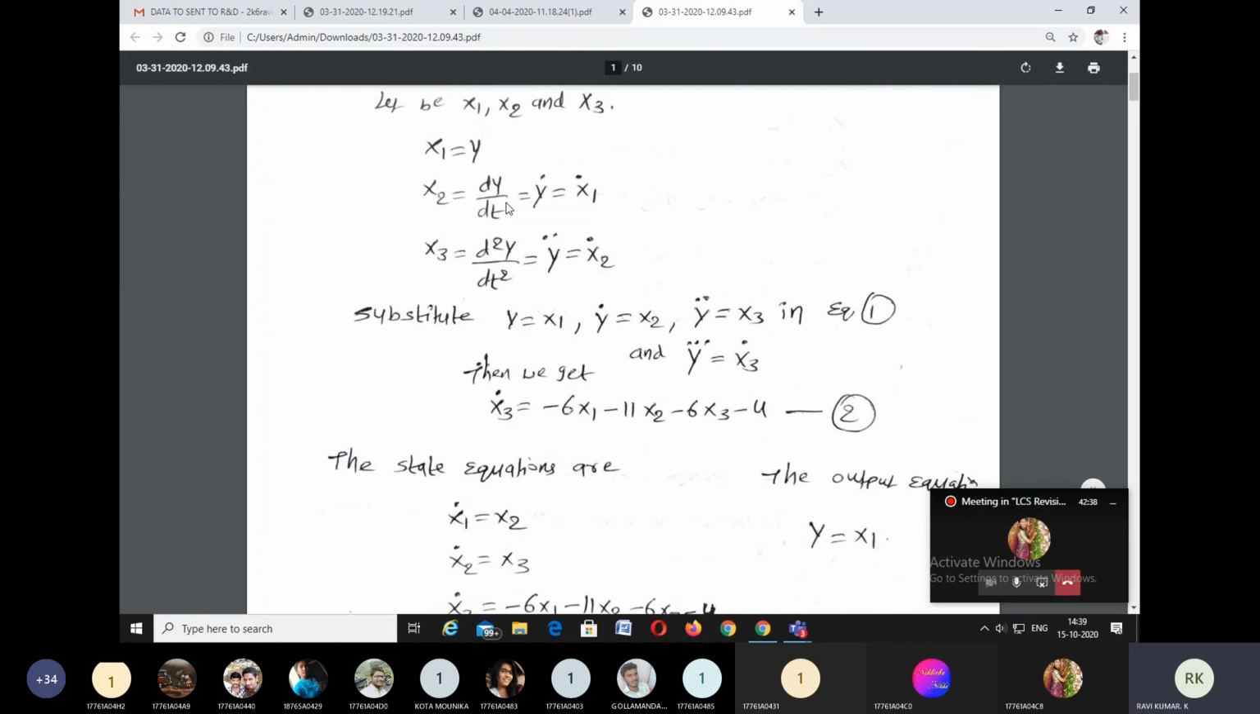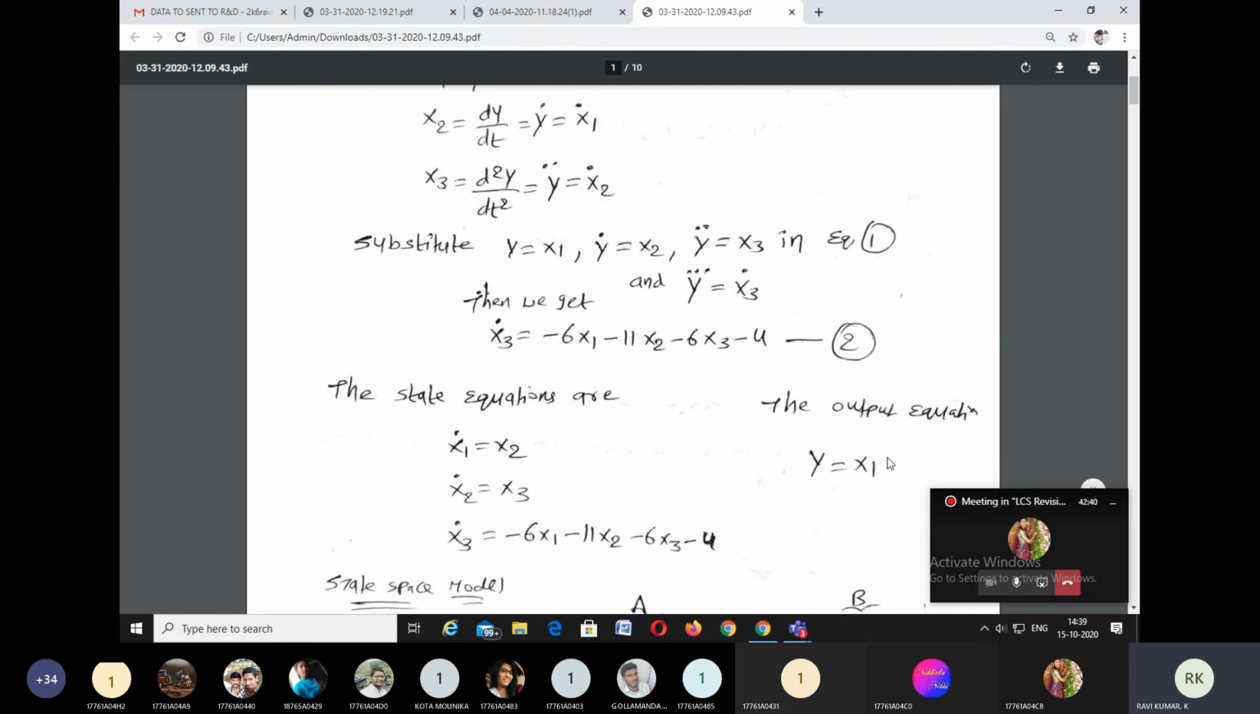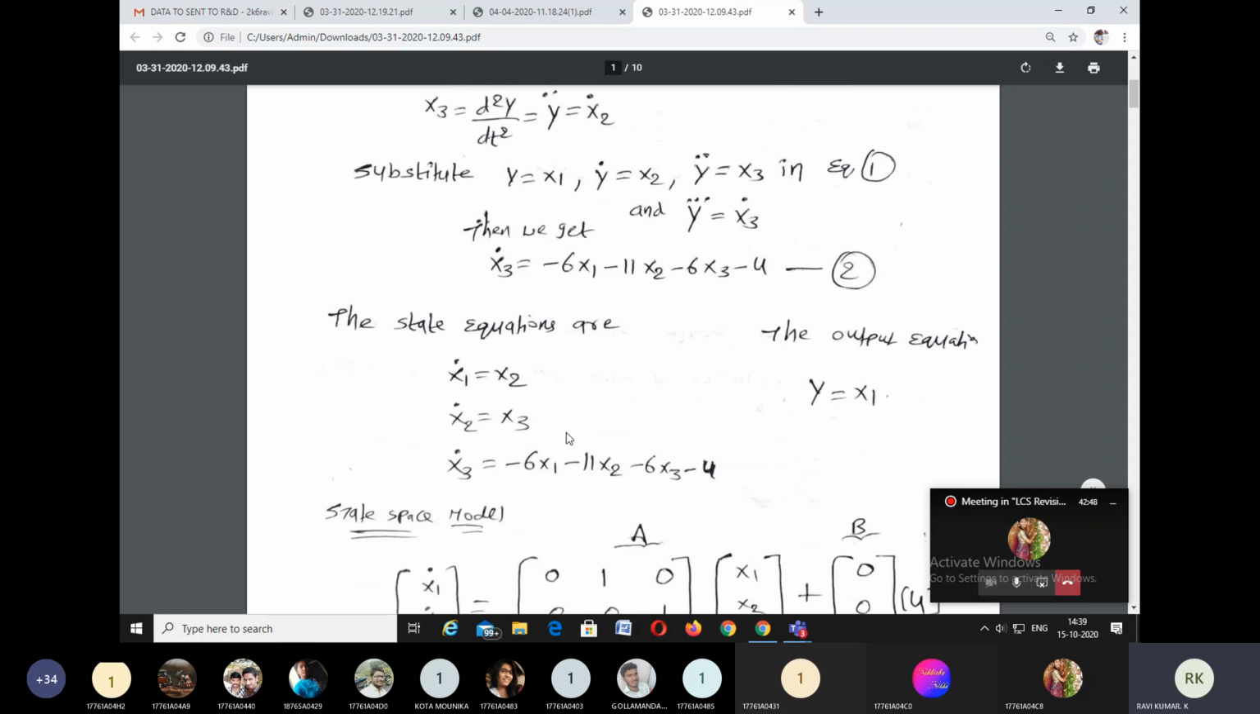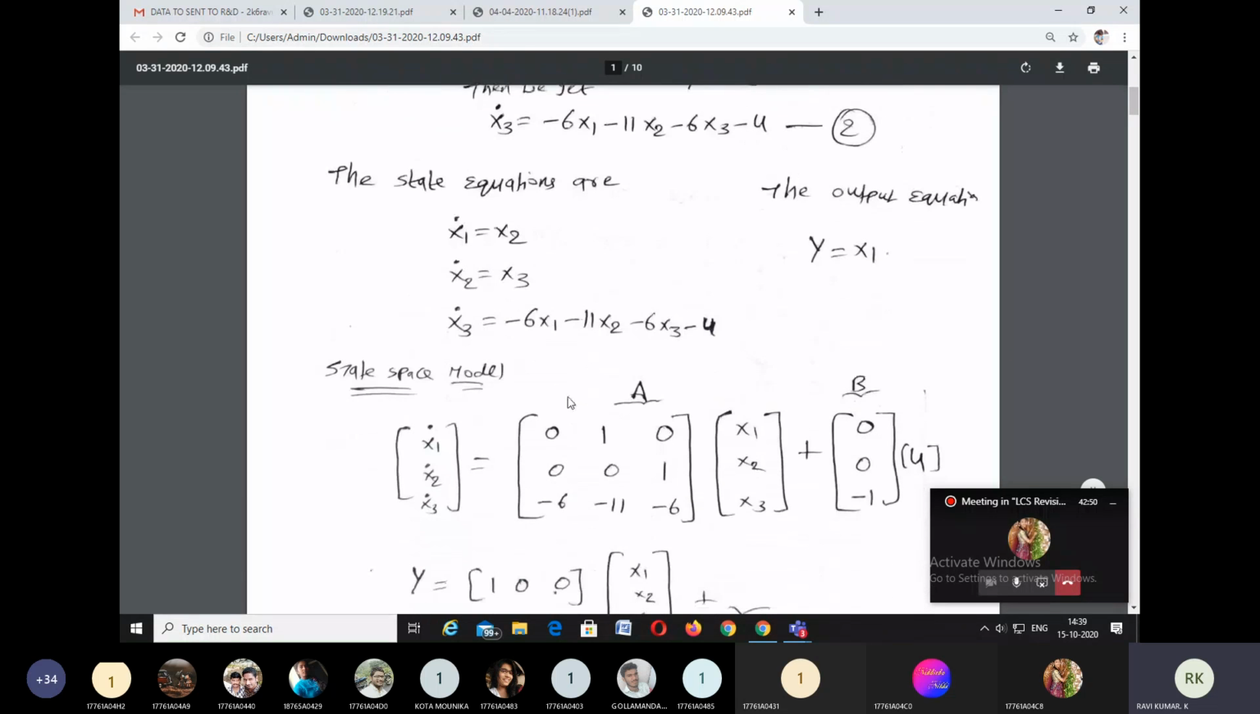Y is equal to x1, which we have defined. So that is the output: y is equal to cx plus du. D is 0, no u is there here. So D is 0, and it is cx1. Now these three come under the state equation, and this is the output equation.